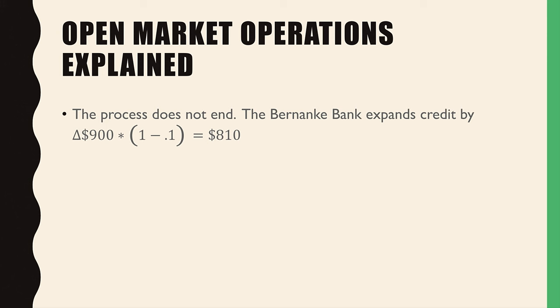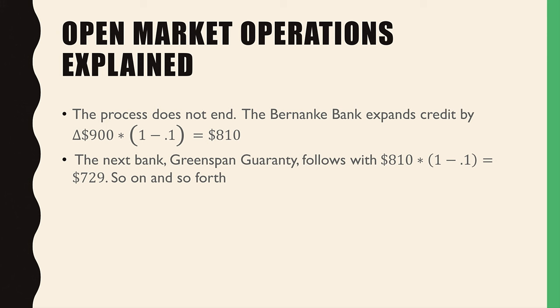And the cycle repeats. Whoever the Bernanke Bank lent the money to, they're going to want to redeem it. And let's say they're going to spend it. Excuse me, it's going to be deposited in another bank. Let's say the Greenspan Guarantee. And then they're going to redeem the money from the Bernanke Bank and so on. And they're going to follow, say, with their own loan, $810 times one minus 0.1, that's $729, so on and so forth. The story goes until the numbers get smaller and smaller and smaller.